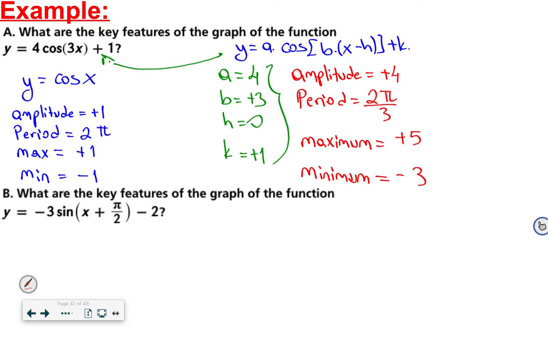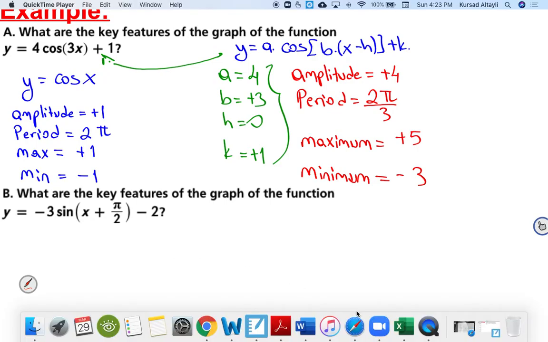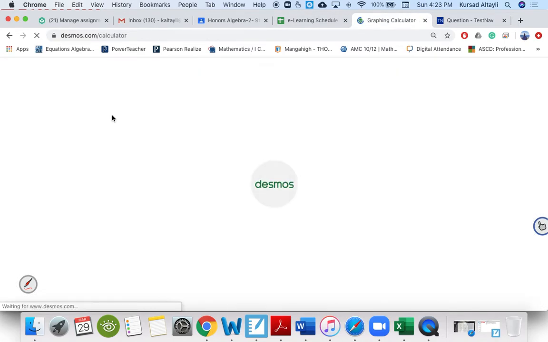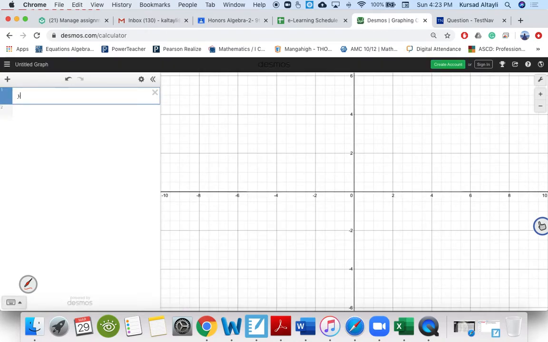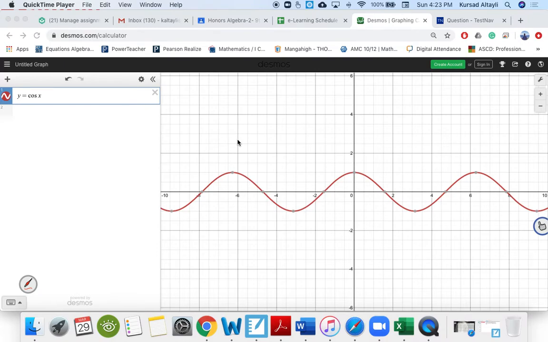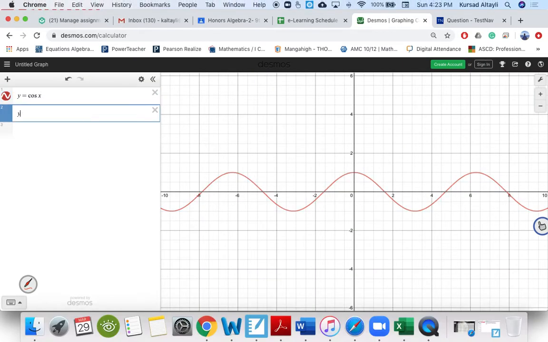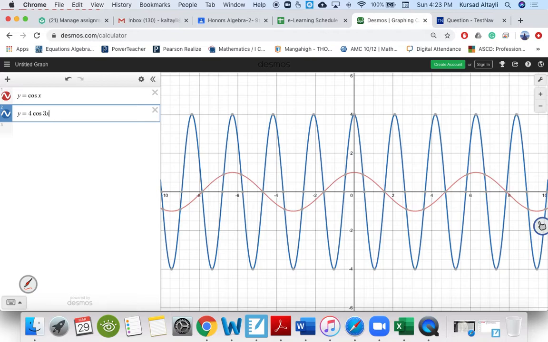I would like to graph these two, the original and the transformed function, on Desmos, so you can understand and see the graph well. All right. Your original function is y is equal to cosine x, and this is your function. And my function is y is equal to 4 cosine (3x) plus 1.